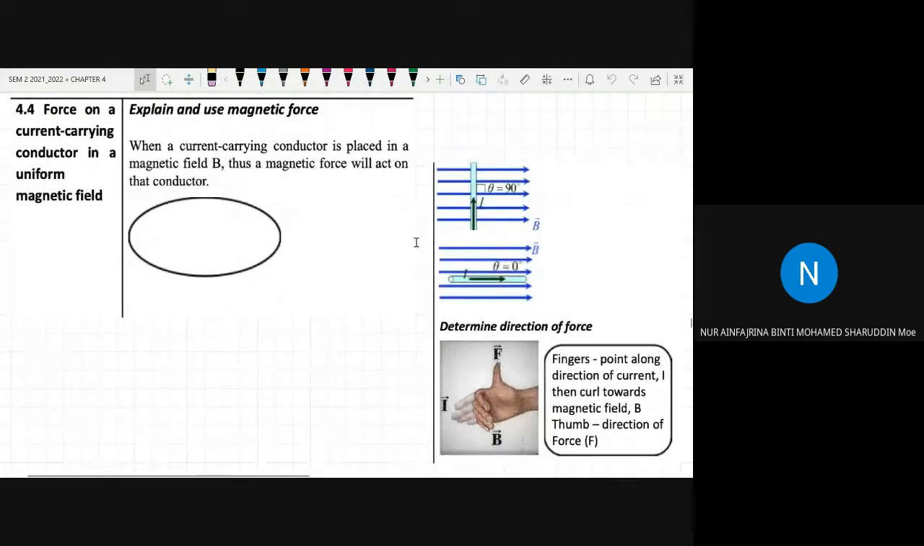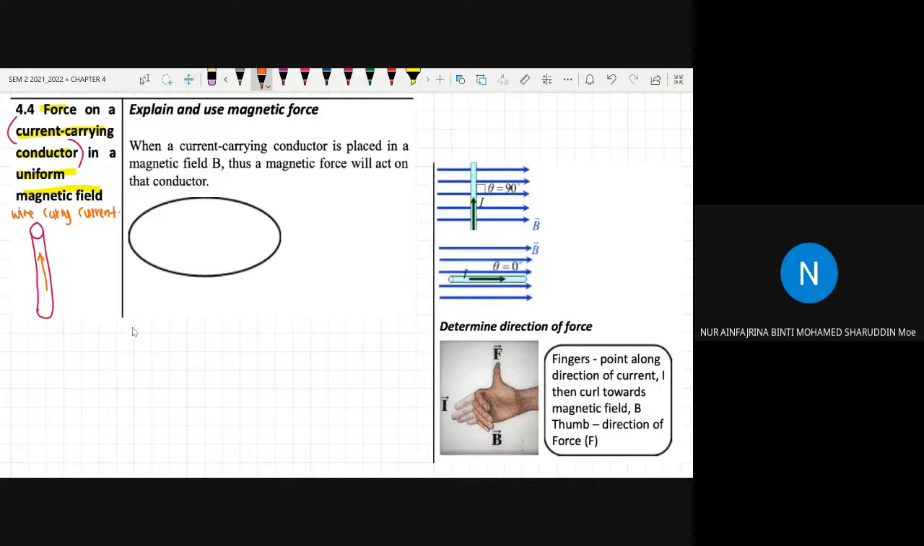Alright, okay, so today we are going to learn about force on a current carrying conductor in a uniform magnetic field. Maksudnya sekarang awak akan ada current carrying conductor. So contoh current carrying conductor adalah when you have a wire dan wire itu akan membawa current. Okay, for example, you have a wire carrying current.